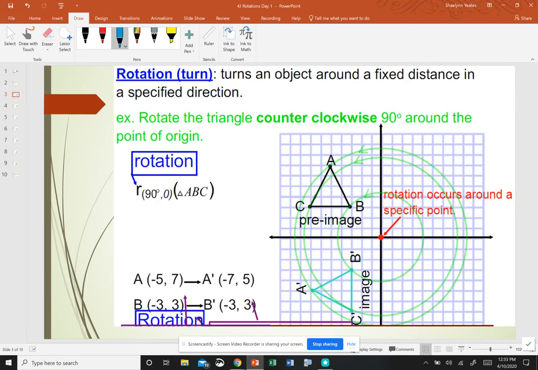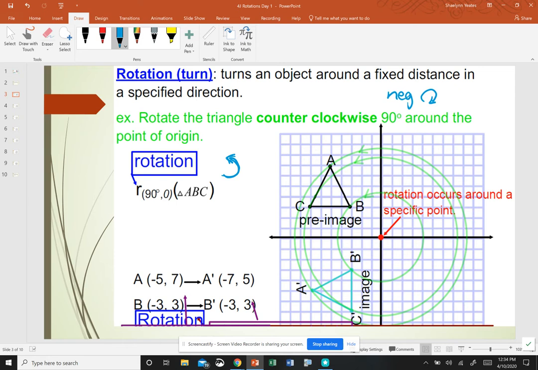So now we're doing rotations. Rotation is a turn. Turn an object around a fixed distance at a specific direction. So whenever there's a positive angle, we're always talking about rotation counterclockwise. When you have a negative angle, you will rotate the other way. So a positive angle always rotates counterclockwise. Negative angles rotate clockwise. There's a reason for this. You are not at the point that explaining the reason would make any sense, so I'm not going to.